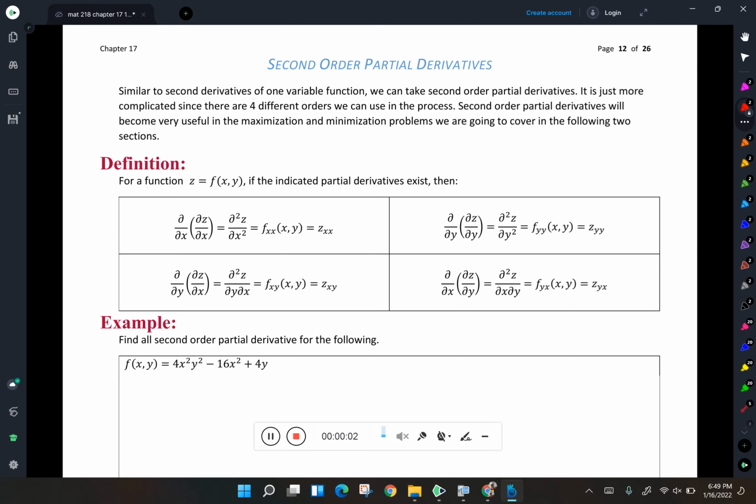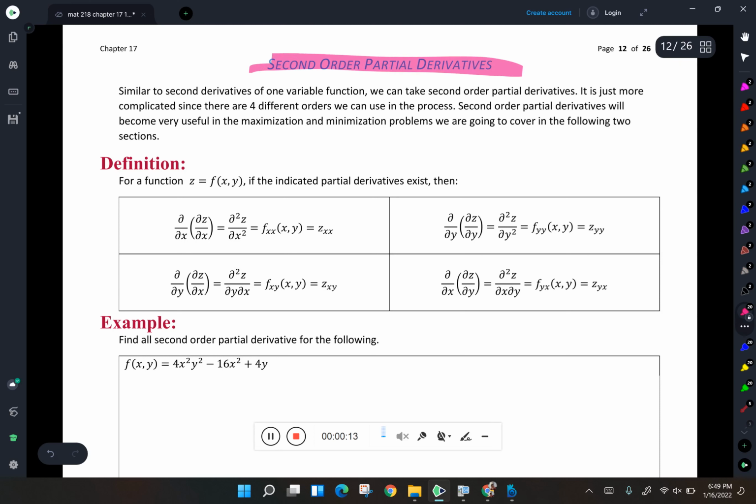All right, everyone, so here we are for part 4, section 17.2. Hopefully the last section, should be the last video for this section. We're going to start with taking a look at second order partial derivatives.